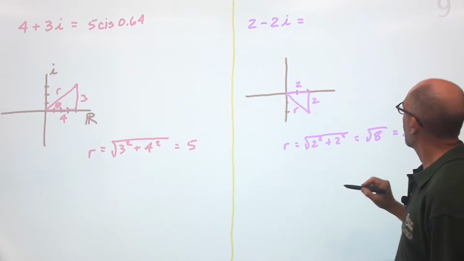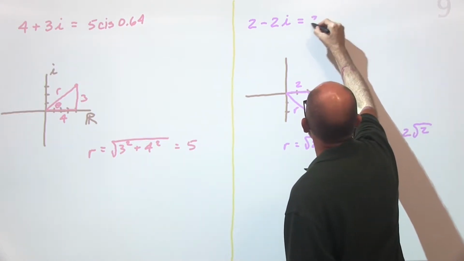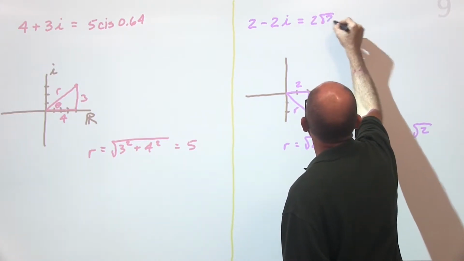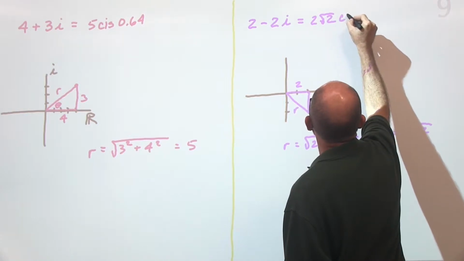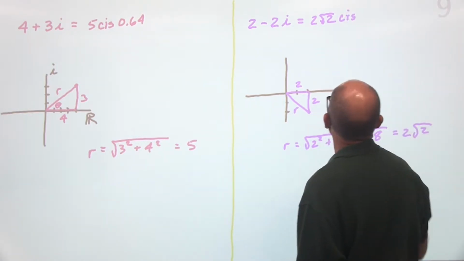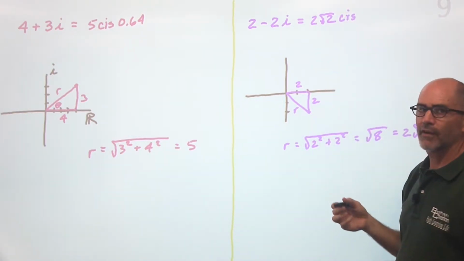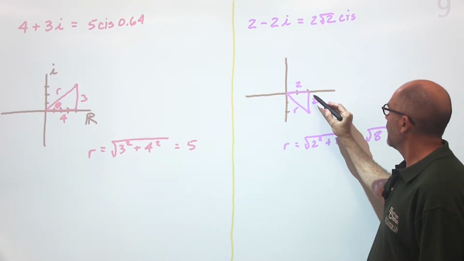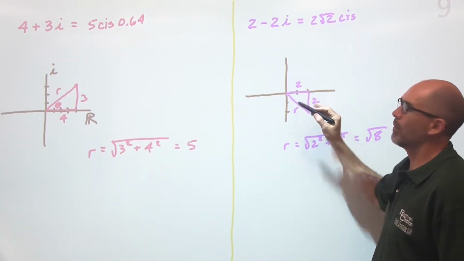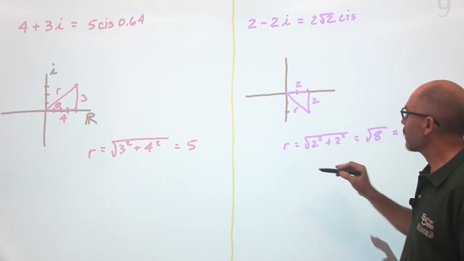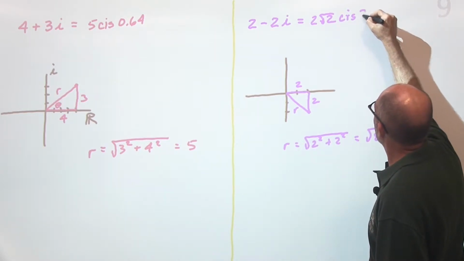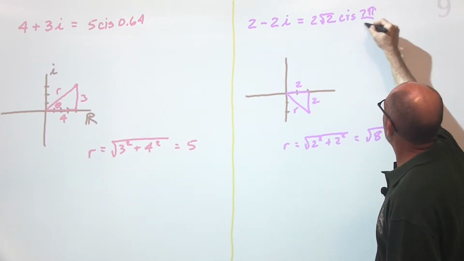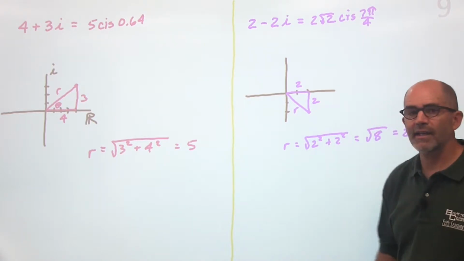So there's our r, 2 square root of 2, cis. Now, what angle do we have? Well, we know this is the 45-degree angle, or the pi over 4 angle in the fourth quadrant. So that makes it 7 pi over 4. Bam, that's it, game over.